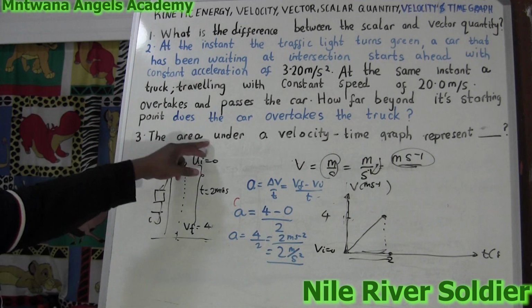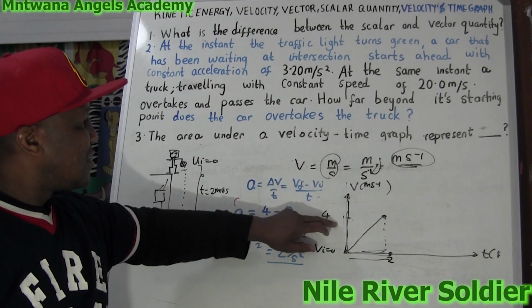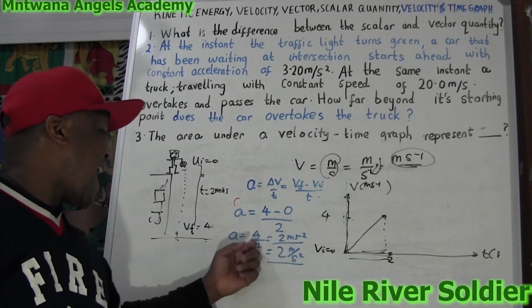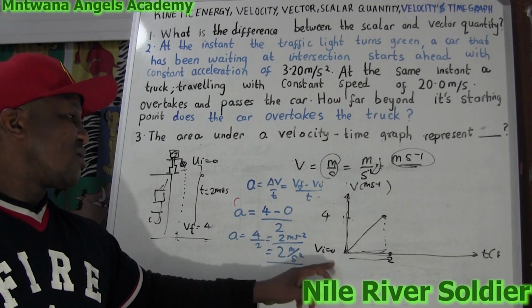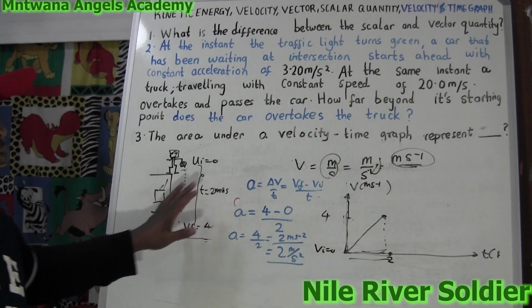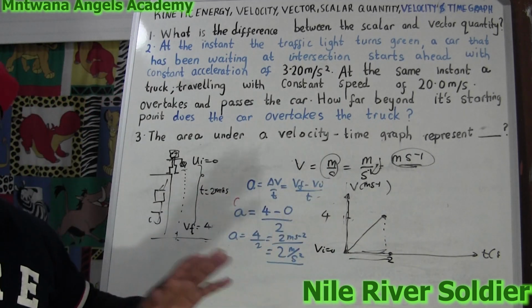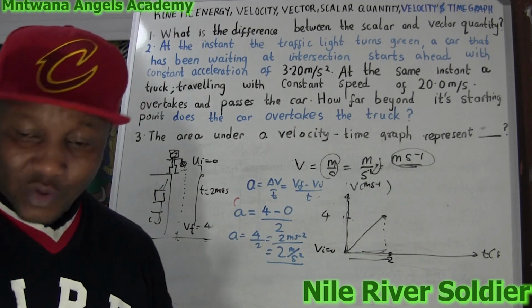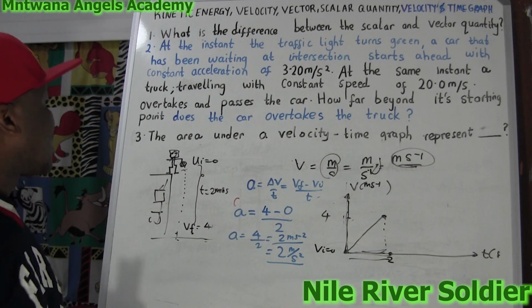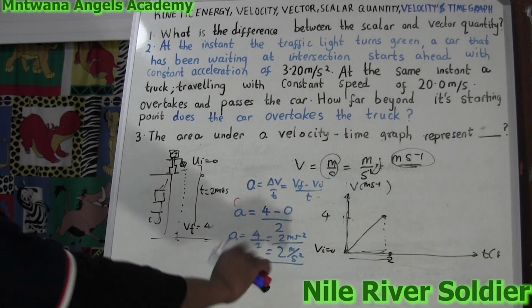So the area under the velocity time graph represents acceleration. Why? Because acceleration equals velocity over time. What I explained is only part of it, but I just want to show you what the velocity time graph is, so you can have a little understanding of it. So we're done with the second question. With the third question, let's go to question number 2.